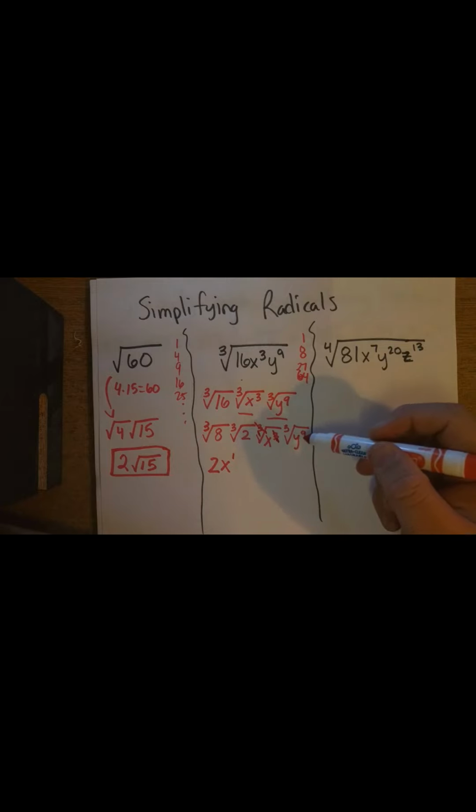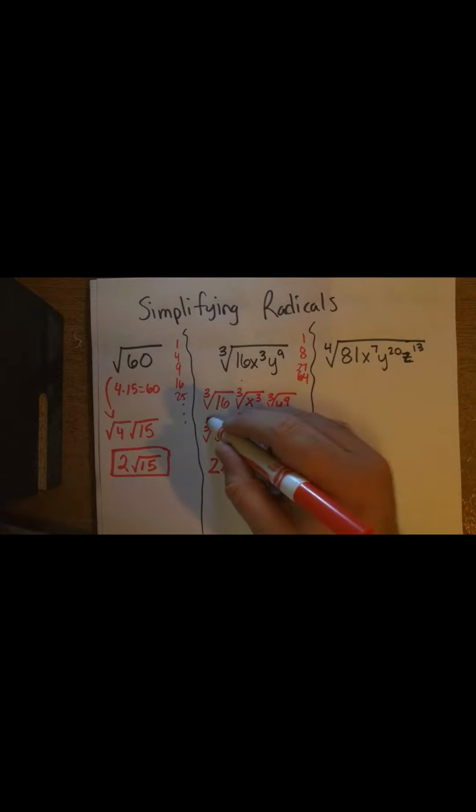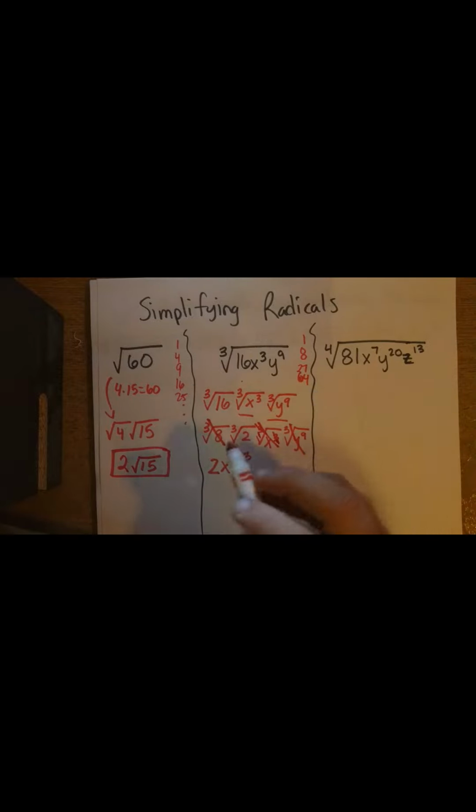We have y to the 9, but we're taking the cube root of that. What we do is we just take 9 and divide it by 3, and 9 divided by 3 is 3. So what we have on the outside of the cube root is y to the 3. Again, I got that 3 by dividing this by this. Now that took care of this, that took care of this and this.